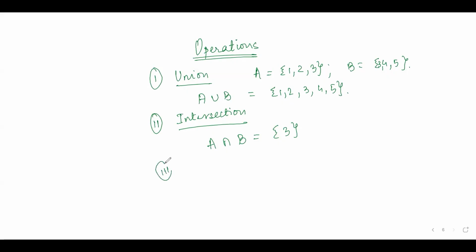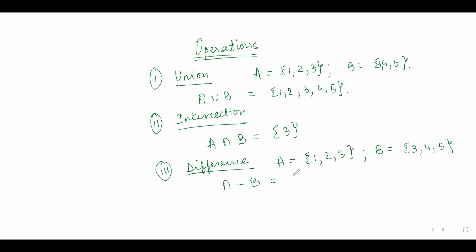Third operation, difference. अब ये डिफरेंस क्या हुआ? A is 1 2 3, B is 3 4 5. A difference B, also written as A minus B, is all the elements in A but not in B, so A minus B will be 1 2 only. So what is difference? Finding elements in one set but not in another.